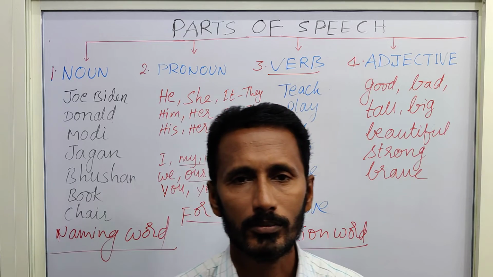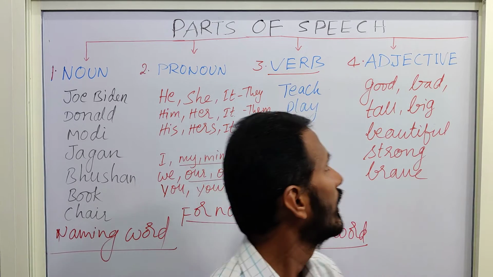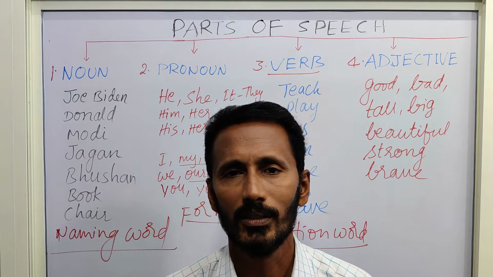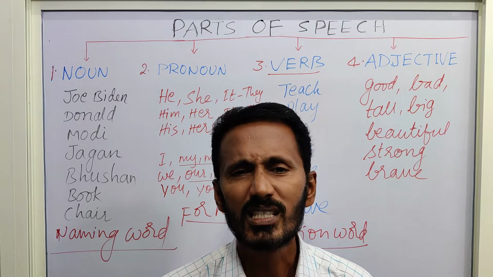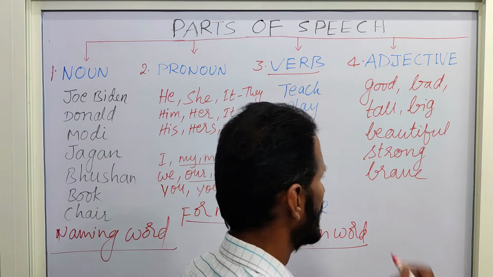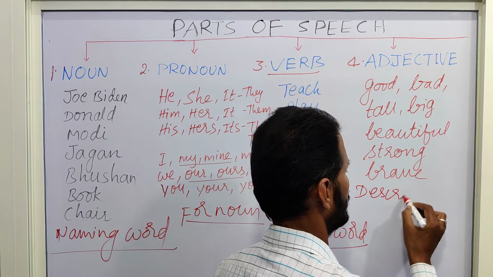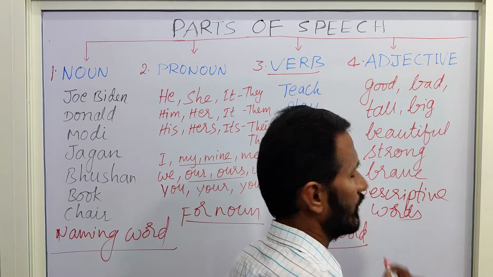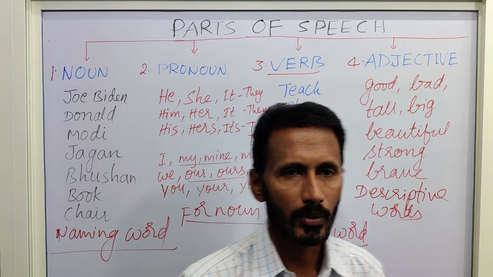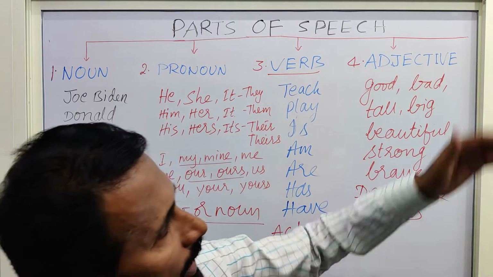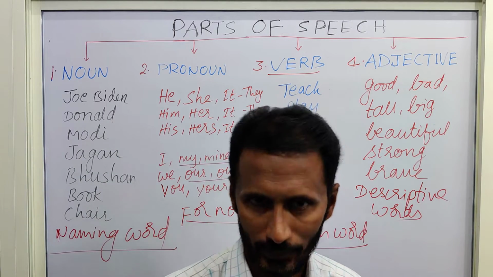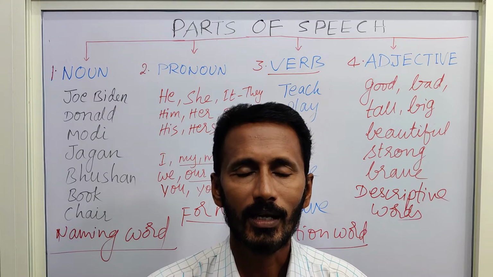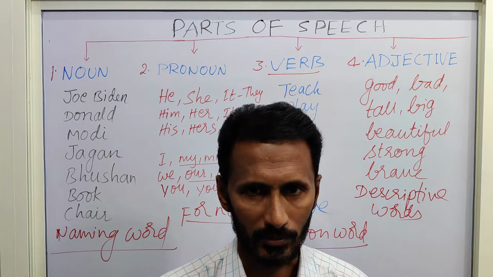He is a good man. Bad. It is a bad book. It is a bad movie. So all these are descriptive words. Describe something. They are descriptive words. Okay. Now coming to another important word, adverb. The very name itself tells that it adds something to the verb.